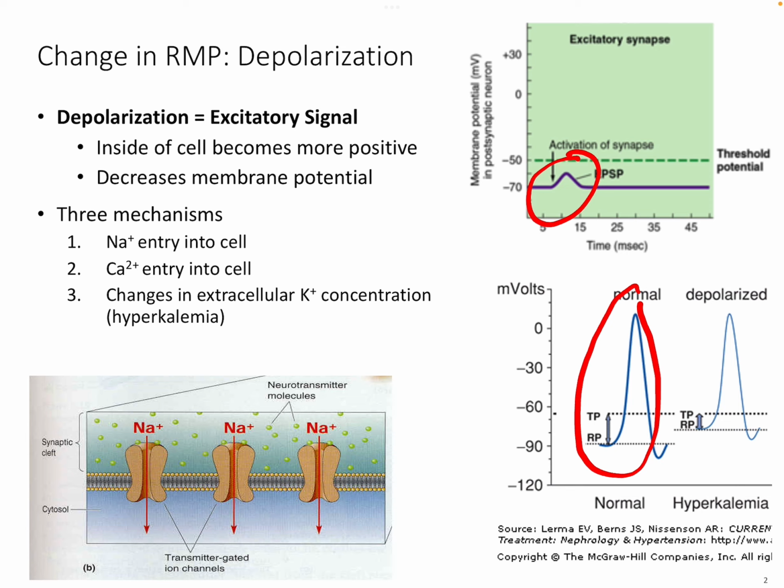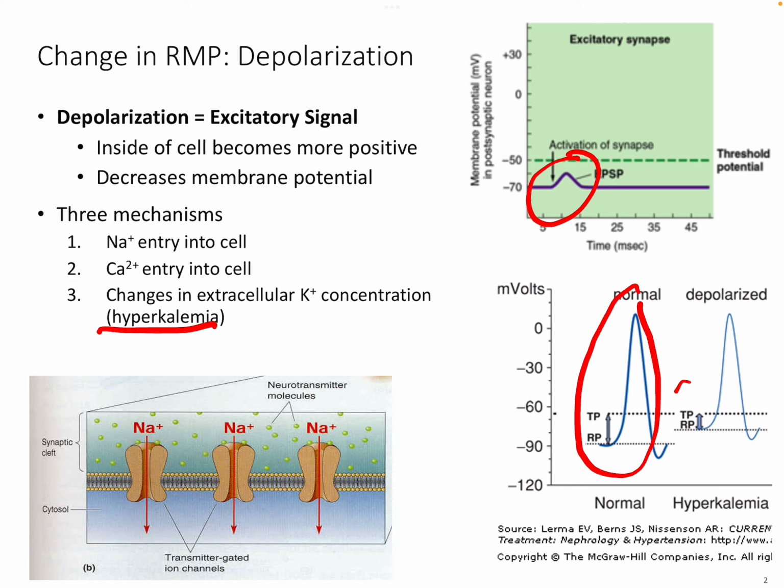An increase in blood potassium levels, also called hyperkalemia, causes the alteration of diffusion of potassium ions out of the cell and causes a reduction in the membrane potential, depolarizing the membrane and making it easier to reach that threshold potential.